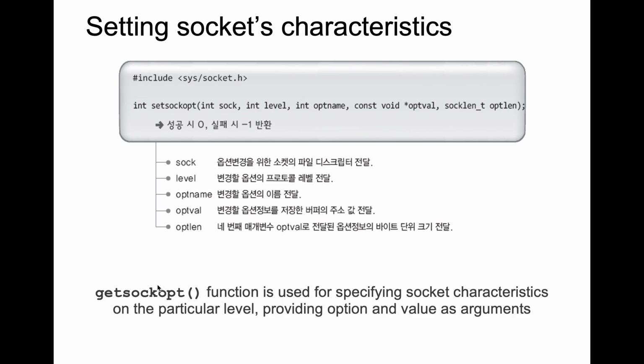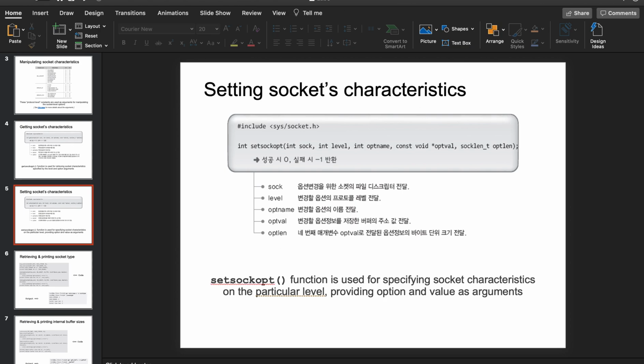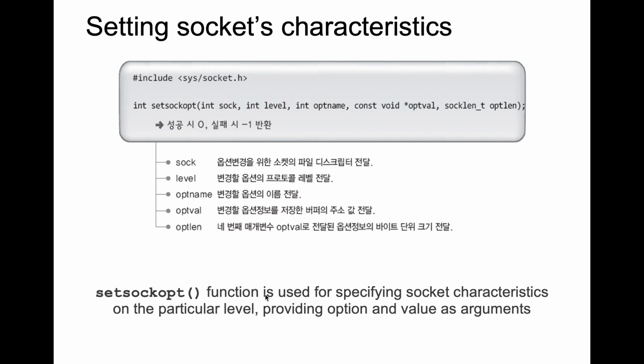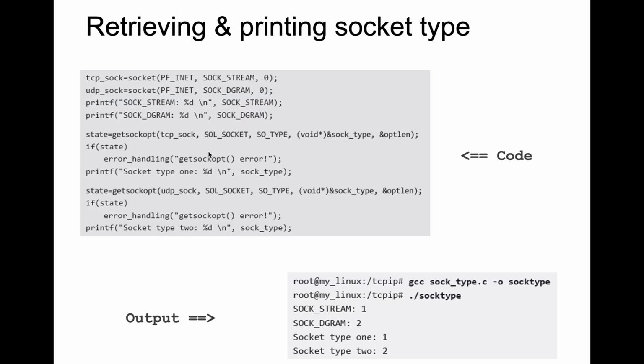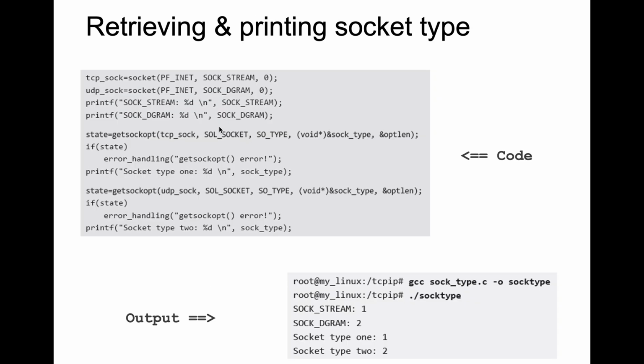I am sorry, so this should have been set. It is used for specifying socket characteristics of the particular level, providing the option and values as arguments. So the set socket opt function is used for modifying the properties of a socket. And it will give a -1 result if there is any issue.